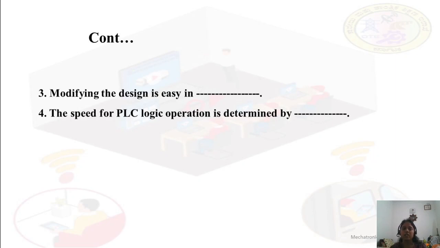Next, fourth one. The speed for PLC logic operation is determined by dash. In the advantages, we have discussed the speed of operation. How are we going to measure the speed of operation in case of PLCs? By scan time, that is in terms of milliseconds. Okay, understood?